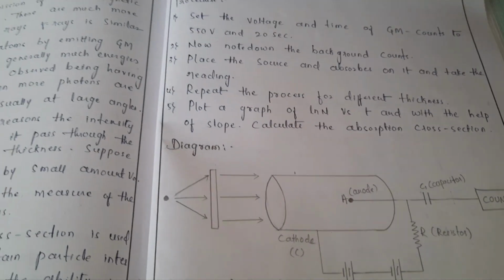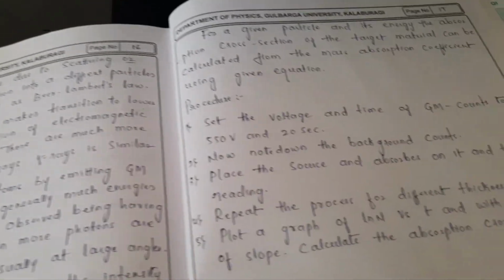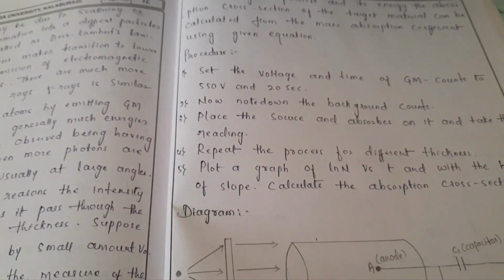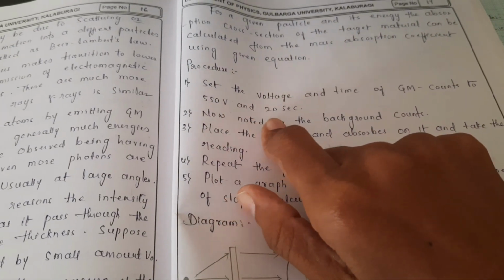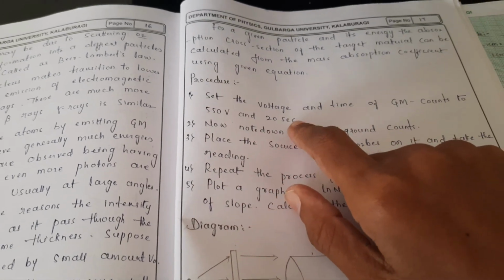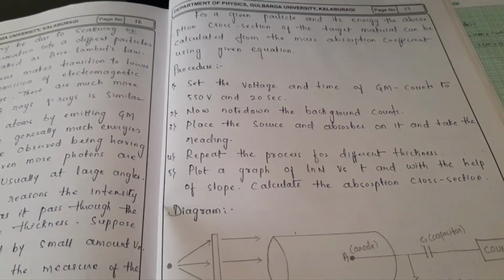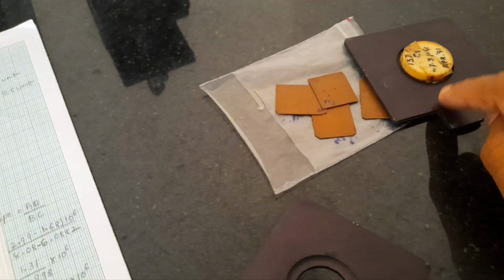First thing you should note down here is the observation. For this you have to write down the operating voltage of about 550 volt, the time you are going to take is 20 seconds, and the source used is a gamma source.